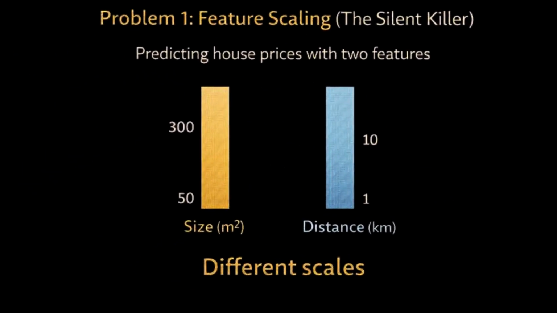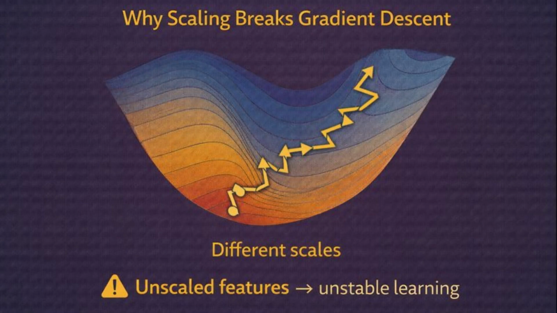Imagine we are predicting house prices using two features: house size measured in square meters and distance to the city measured in kilometers. House size might range from 50 to 300. Distance might range from 1 to 10. These numbers live on completely different scales.